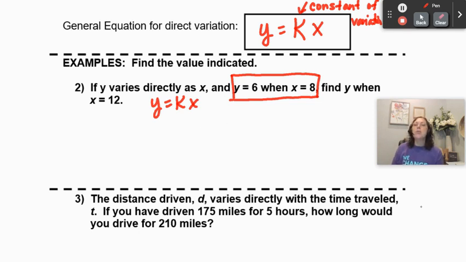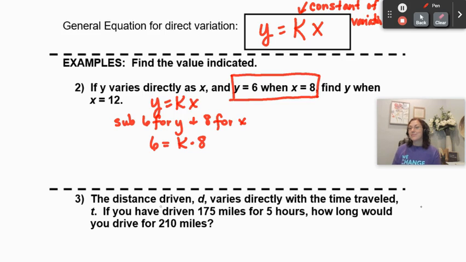Okay, so here's our first step on that first half of the problem. We're going to sub 6 for y and 8 for x. Okay, so let's see what happens. In place of the y, I'm going to put a 6, and in place of the x, I'm going to put an 8. So could you solve for k here? Yeah, so what's happening to k? It's being multiplied by 8. So we're going to do the opposite of multiplying by 8, which is to divide by 8.